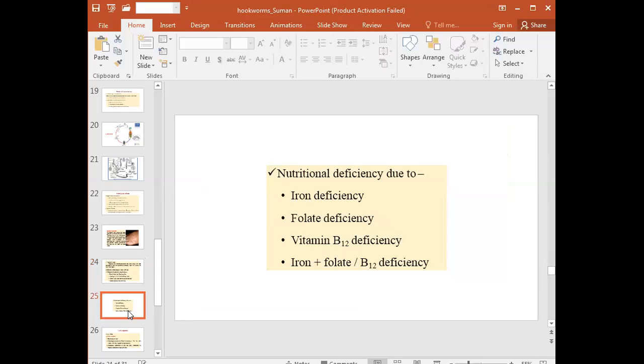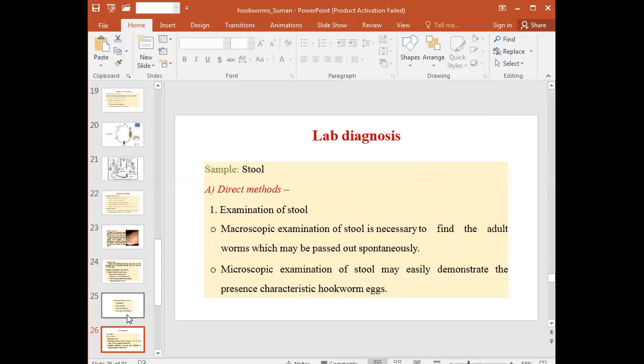The second one is nutritional deficiency due to infection by this particular parasite. And what are the nutrient deficiencies we can observe? One is iron deficiency due to ingestion of the RBCs, then folate deficiency and vitamin B12 deficiency, or maybe a cumulative deficiency can be observed in the infected person.